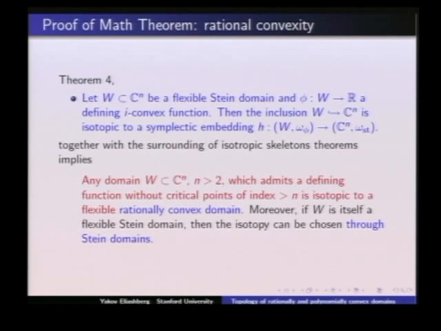And then together with the surrounding theorem, which says that if you already find the symplectic embedding, then the skeleton becomes isotropic with respect to the standard structure. So when you take a surround, you can surround it by this I-convex domain, which automatically becomes rationally convex. And moreover, what is interesting is that if you started with a domain which was I-convex, then this gives me an isotopy to a rationally convex domain through I-convex domains.